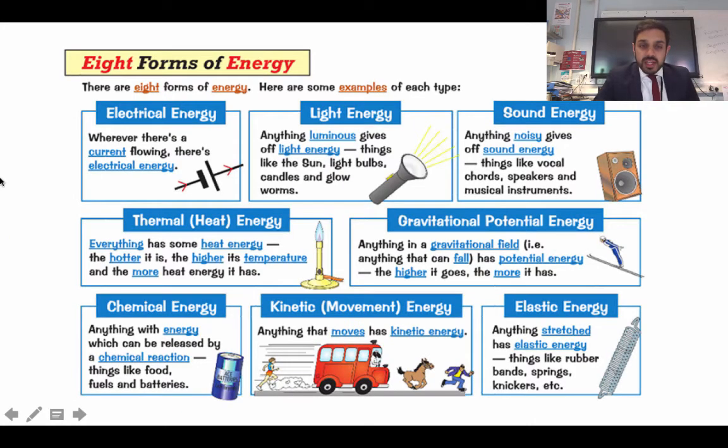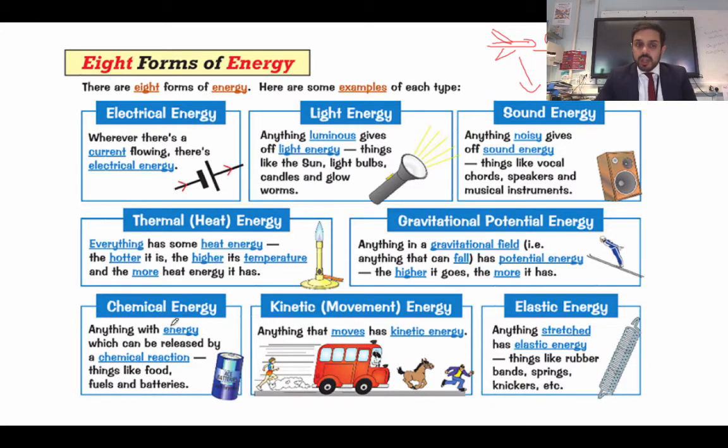Okay, now here are some of the energy types you need to learn. Electrical, light, sound, thermal, another word for heat. Gravitational potential energy. Now, that one sounds complicated, but if you've got a plane in the air, that plane has GPE, because it's high up in the air. It has gravitational potential energy. Anything that's high up has gravitational potential energy. So the closer it gets to coming to the ground and landing, the less GPE it has.